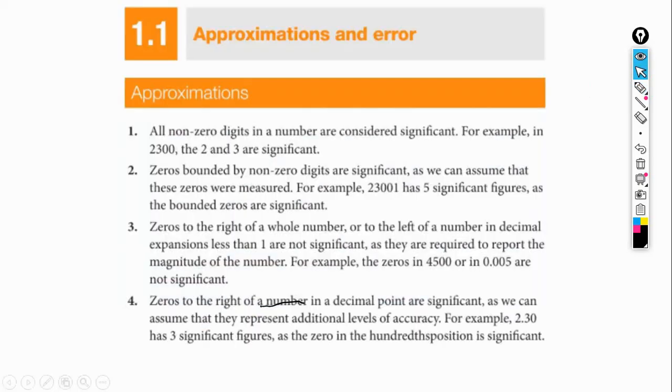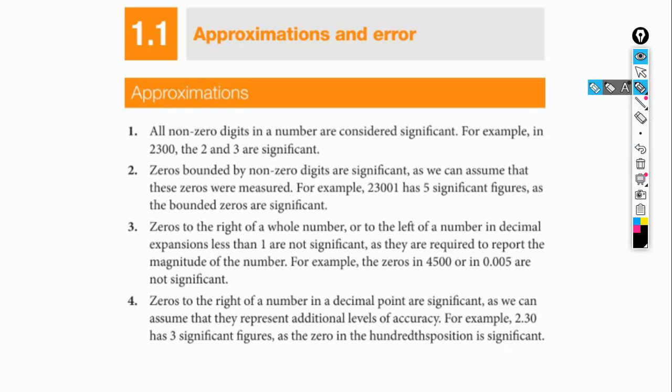The first topic, which is topic 1.1 of the chapter, approximations and error. So this is really about rounding, okay? So let's review a little bit about rounding before anything else.